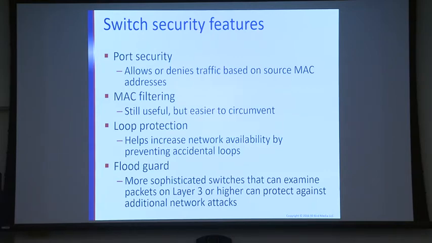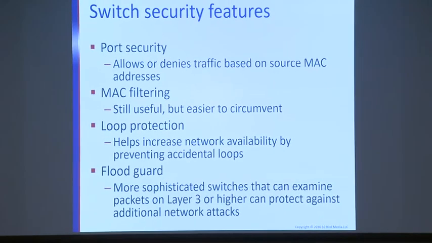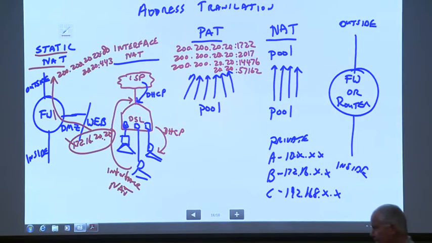So I can do MAC filtering. When I set up my port security, what I'm doing is I'm saying, here's your MAC address. We only want to allow traffic from this MAC address. Now, on the switches, we have our own loop protection that's on the switch. So let's take a look at loop protection on the switch.